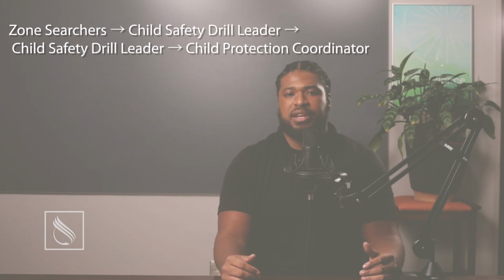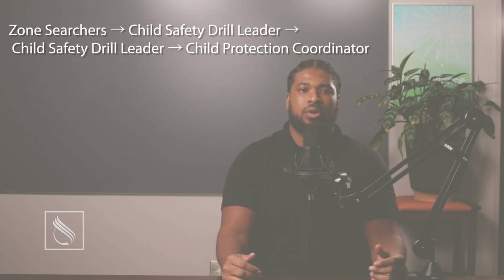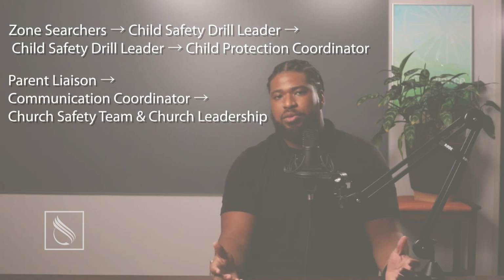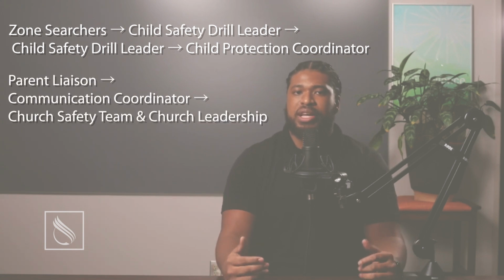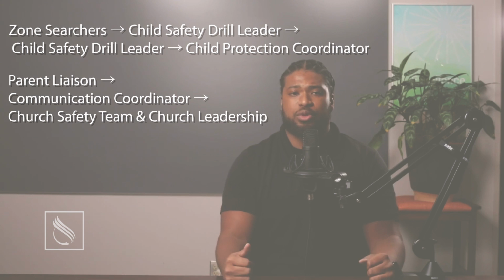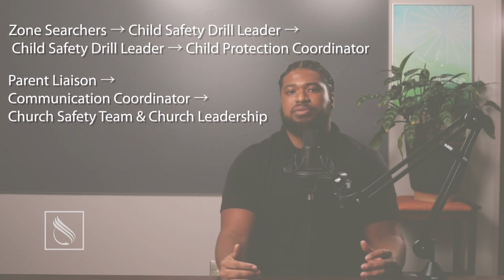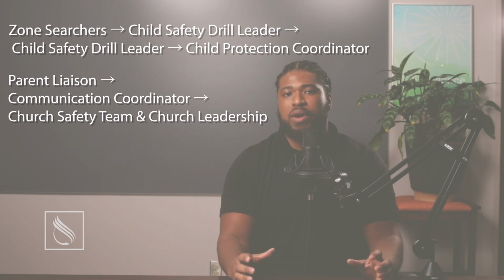For example, zone searchers will report to the child safety drill leader, who in return reports to the child protection coordinator. The parent liaison will work closely with parents during the drills and relay updates to the communication coordinator. The communication coordinator consolidates updates from all zones and communicates directly with leadership to ensure timely responses. This structure ensures clear accountability and smooth communication during drills and emergencies.